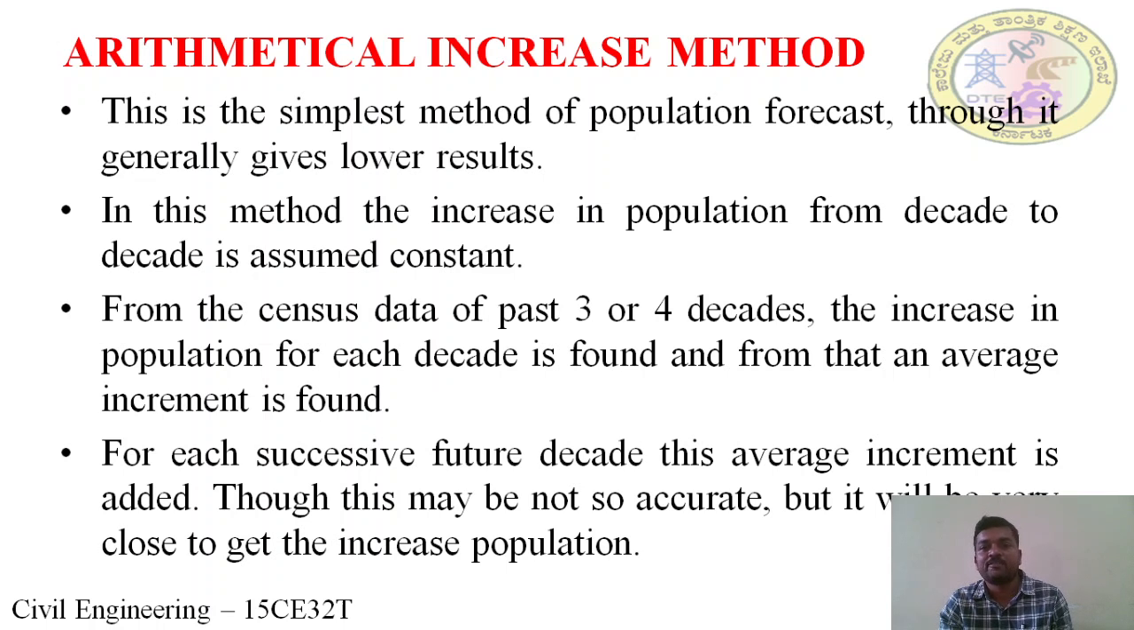From the census data of the past 3 or 4 decades, the increase in population for each decade is found. From that, an average increment is found. For each successive future decade, this average increment in population is added to get the population for the required decade. Even though this may not be so accurate, it will be very close to the increased population.